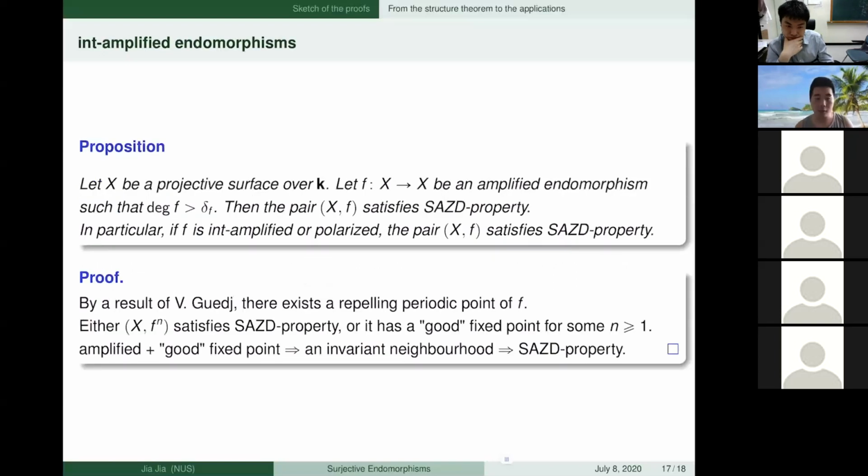The hard case is this one. Let X be a projective surface, and F an amplified endomorphism, so that the degree of F is greater than delta F. Then this pair satisfies the SAZD property. We know that the SAZD property is stronger than the AZD property. In particular, if F is int-amplified or polarized, then this pair satisfies the SAZD property. This proposition is roughly proved by the following.